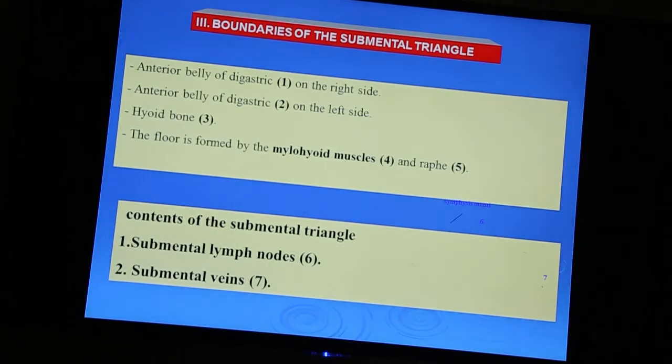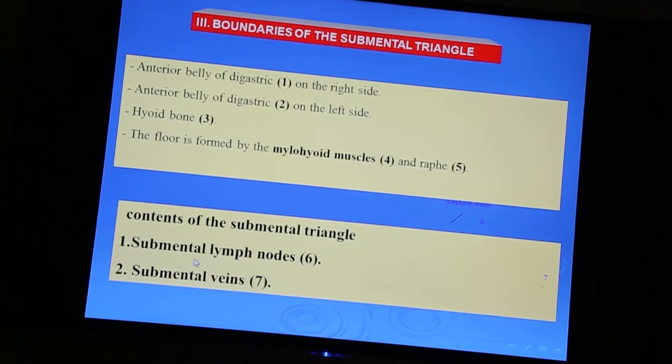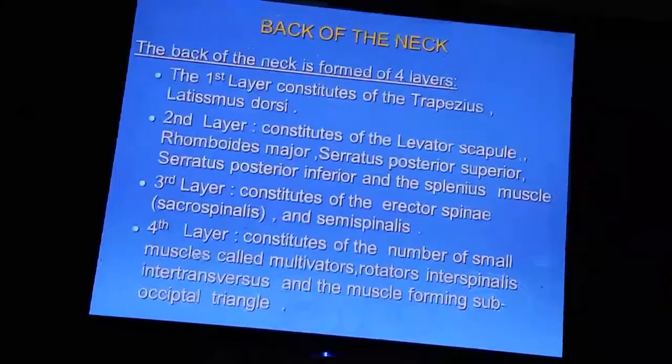We'll talk about the submental triangle. What are the boundaries of the submental triangle? Anterior belly of digastric on the right side, anterior belly of digastric on the left side, and hyoid bone. The floor is formed of mylohyoid muscle. What are the contents of the submental triangle? Submental lymph nodes and submental veins.